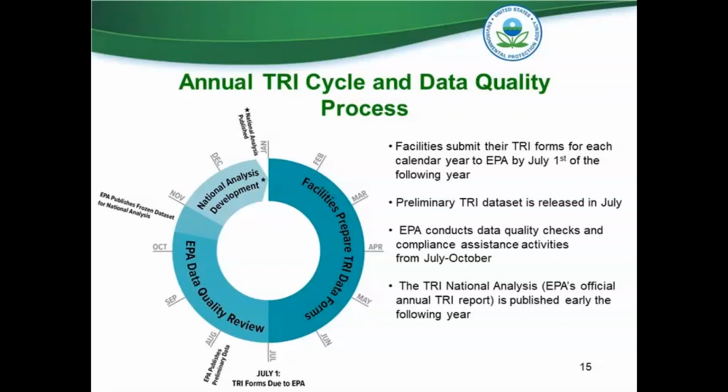And so that is why we are talking about 2019 TRI data as we sit here in the summer of 2021. And so the reporting year 2020 forms will come into EPA by next month. We will spend the summer doing our data quality, and the 2020 national analysis will be released in the first part of 2022.